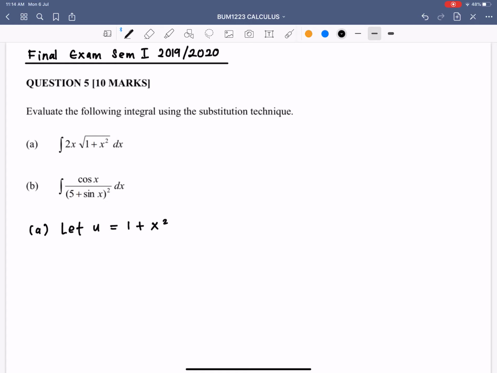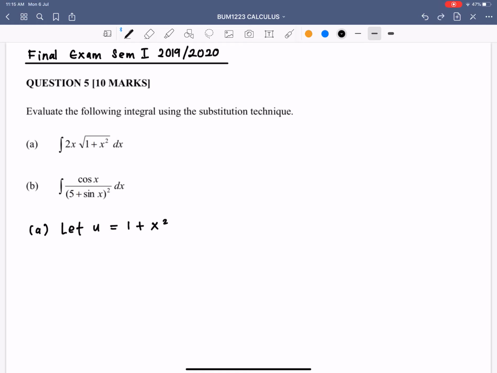Remember, the objective of using integration by substitution is to transform a difficult integral into a simple integral. If you see here, you cannot expand this function and you cannot just rewrite it as usual. So we need to use an integration technique, and in this case it is the substitution technique, where we will substitute 1 plus x squared with u.